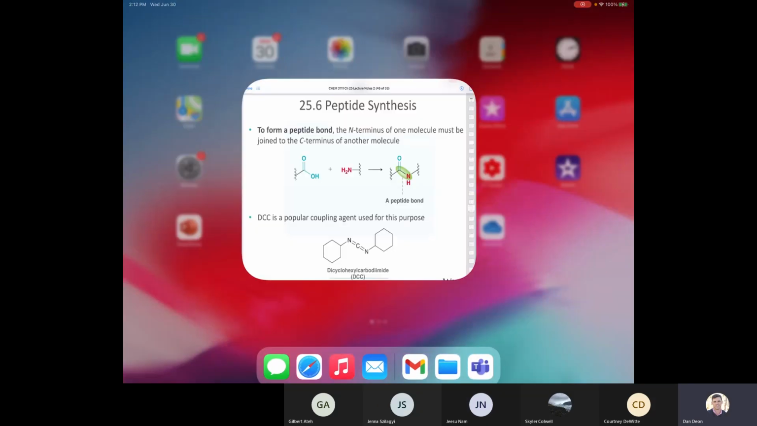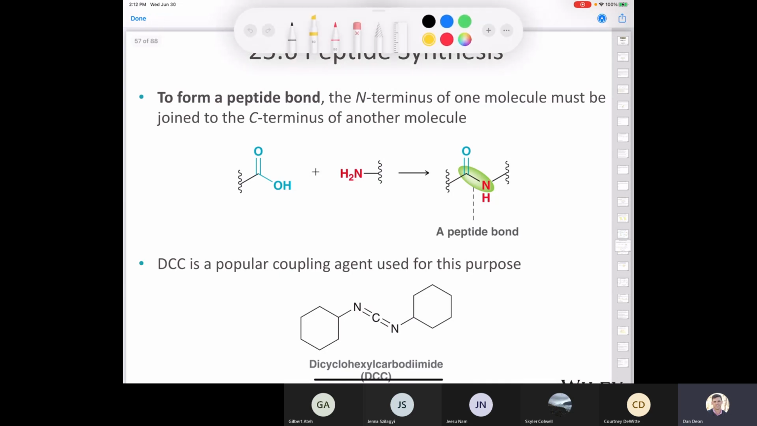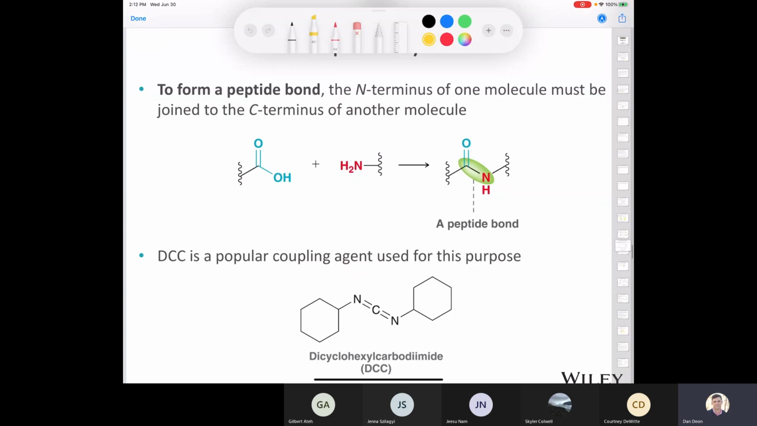All right, so peptide synthesis. Well, how do we make a peptide bond? It says to form a peptide bond, the N terminus of one molecule has to be joined to the C terminus of another molecule. So you see that when we do this, not only do we form a peptide bond, but we end up losing which atoms? We lose a couple of hydrogens, and we also end up losing an oxygen. So I guess I should have circled it like this and like this. But anyhow, we end up losing water, right? We end up losing water and we make a peptide bond.